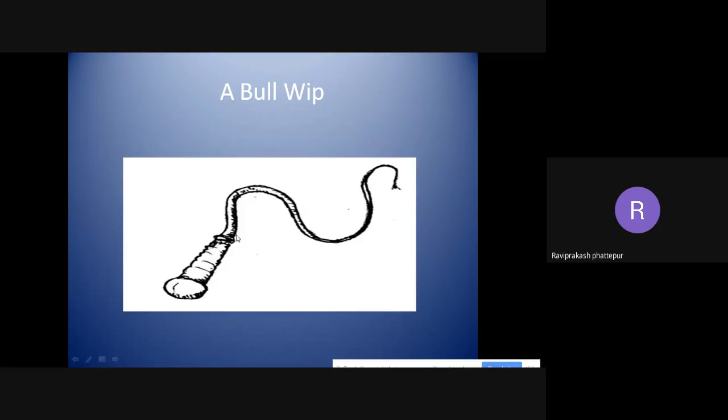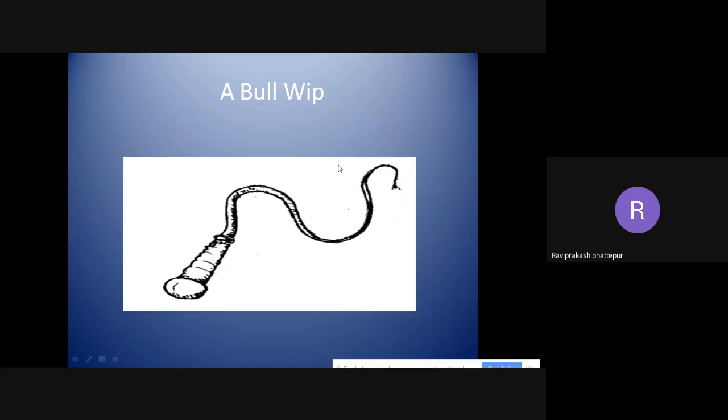Okay, so this is a bullwhip. You can see on your screen, this is a bullwhip. So what is a bullwhip? You could have seen bullock carts. People used to hit the bull, right? So this is a whip which is used to hit a bull. Most of us have seen it, and many of us might have this at home also.